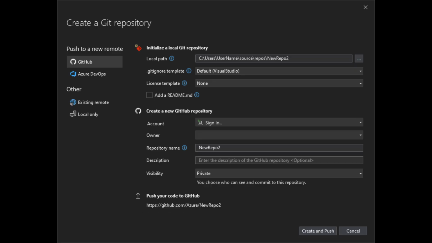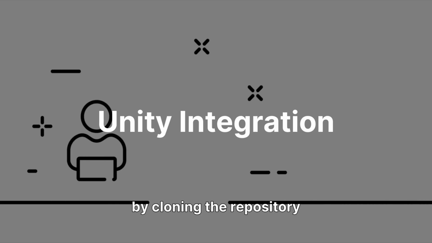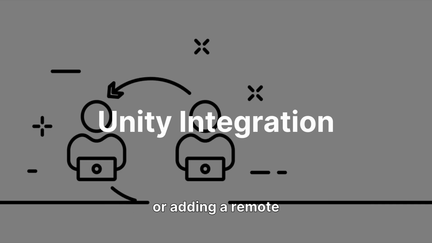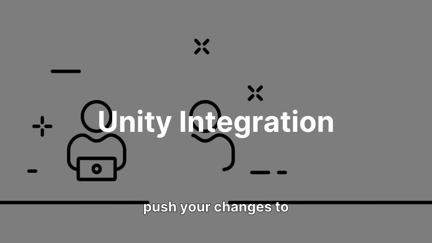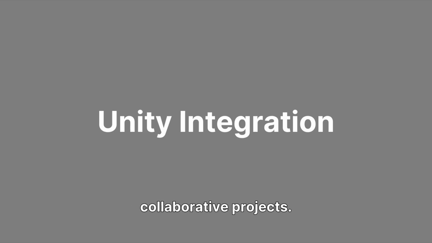from that point forward. If you have an existing remote repository, you can connect to it by cloning the repository or adding a remote origin. This links your local project to the shared remote version, enabling you to pull updates and push your changes to the central codebase. This is essential for collaborative projects.